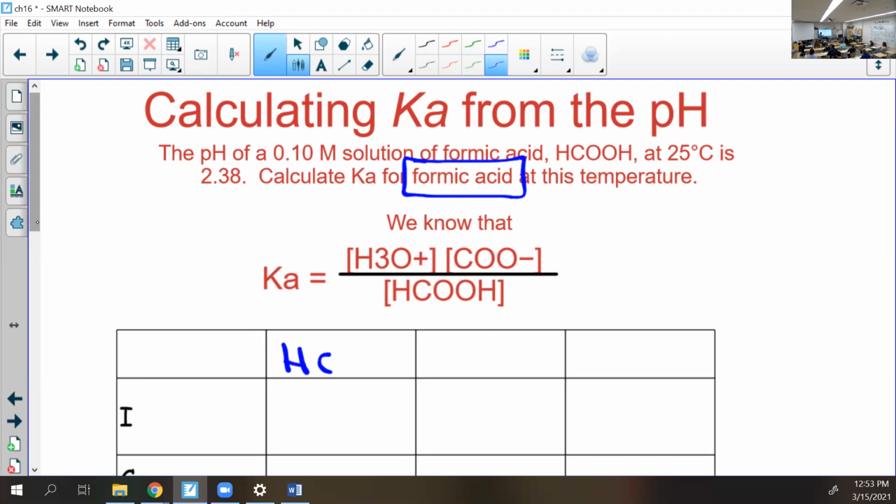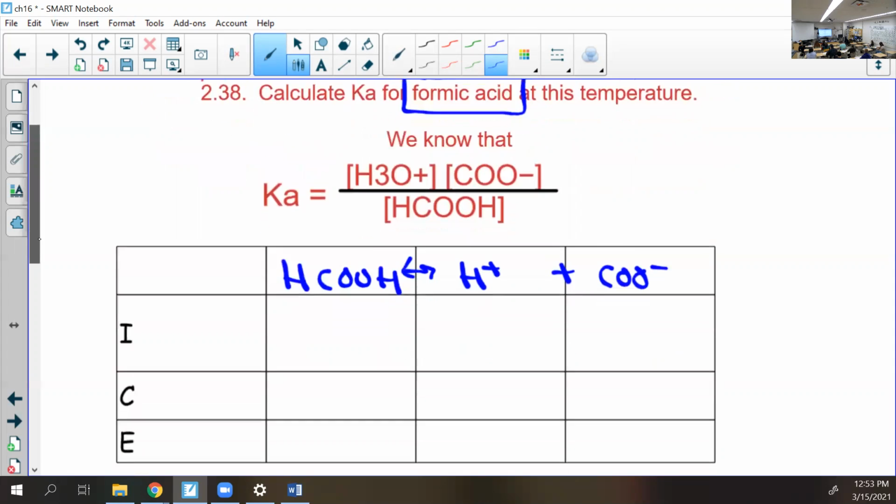HCOOH goes to H plus and COO minus. It's only goes to, right? Well, no, this is an equilibrium, or we wouldn't be calculating Ka. How is COO possible? It's a polyatomic ion, and that goes way, way back 12 chapters. So I'm going to skip on that. That's like half my name. Yeah, it is. Okay.